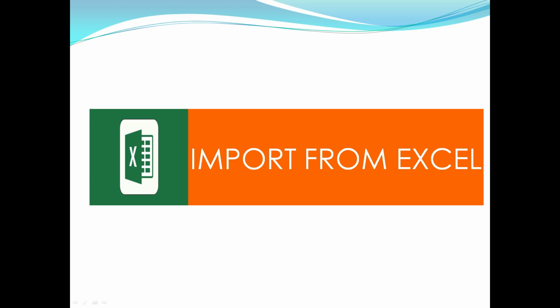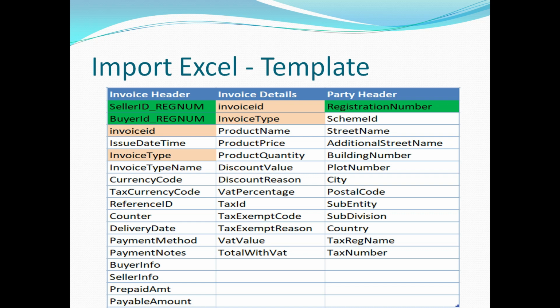Okay, this time we will understand how to get data from an Excel sheet. In the Excel sheet, create 3 sheets in your workbook. Sheet number 1 has invoice header information, sheet number 2 has invoice details information, and sheet number 3 has party information, I mean buyer and seller information, as we provided on the screen. The colored columns are key columns. They should not be duplicated.